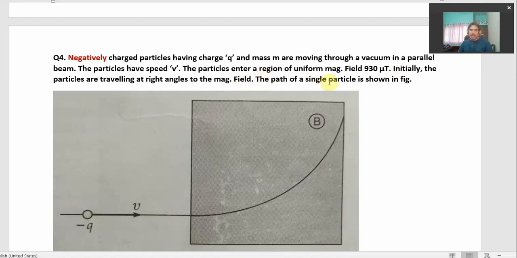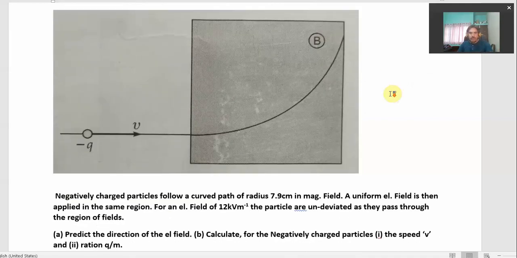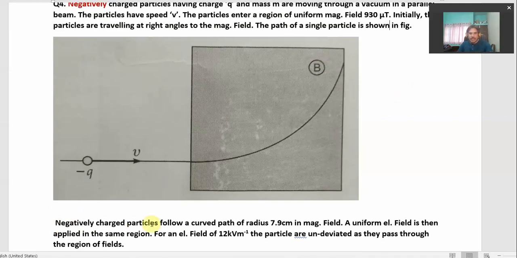The path of a single particle is shown in the figure. Whenever this negative charged particle moving with velocity v and mass m enters the magnetic field, it takes this path as given in the diagram. So we take this as the given situation. Further, the negatively charged particles follow a curved path of radius 7.9 centimeter in the magnetic field. We already know that due to the magnetic Lorentz force, it follows a curved path having a radius which is given to be 7.9 centimeter, right?